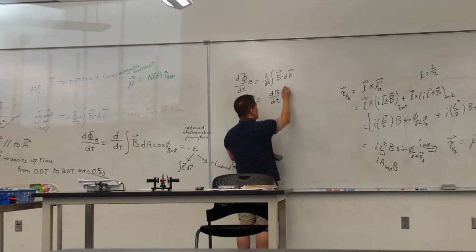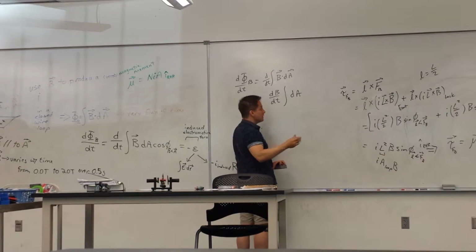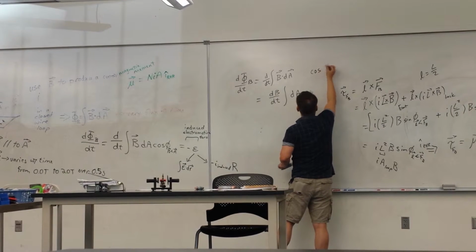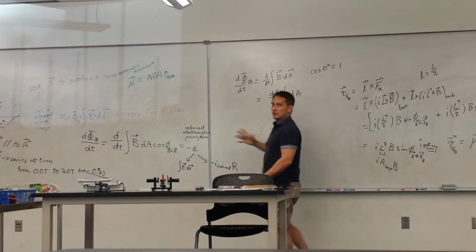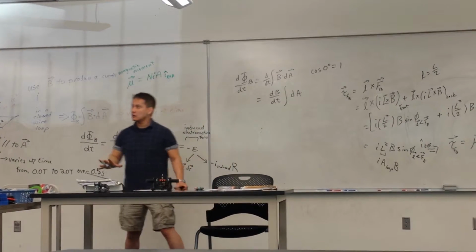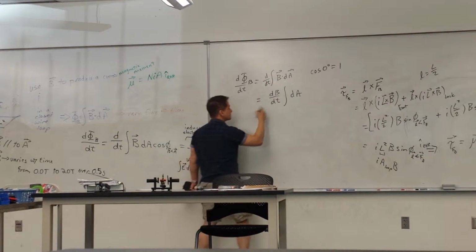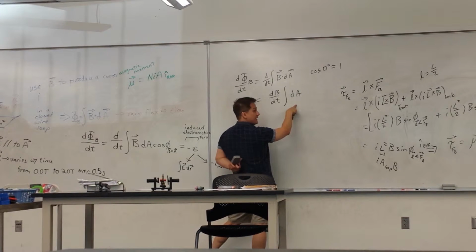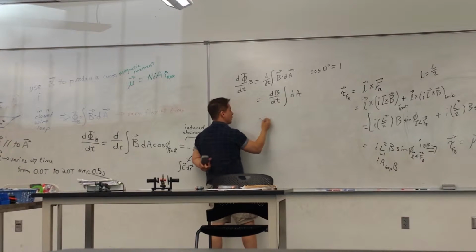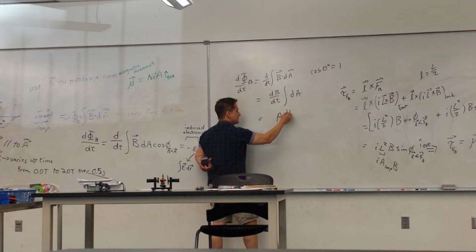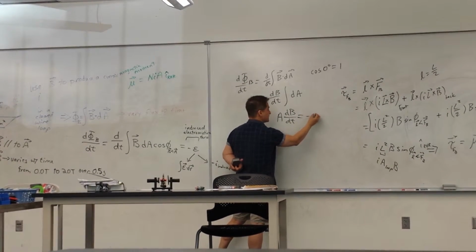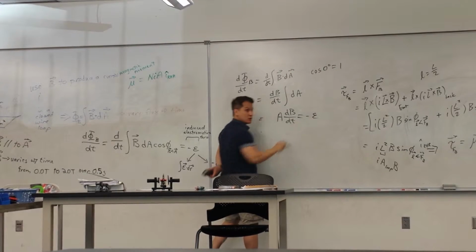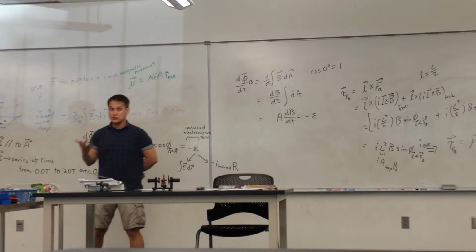dB/dt dA. And we'll assume that the cosine of 0 degrees is 1, so we're not going to deal with any of that weird angular crud at this point. So we basically have A dB/dt. And this quantity should be equal then to minus this induced electromotive force, or induced voltage.